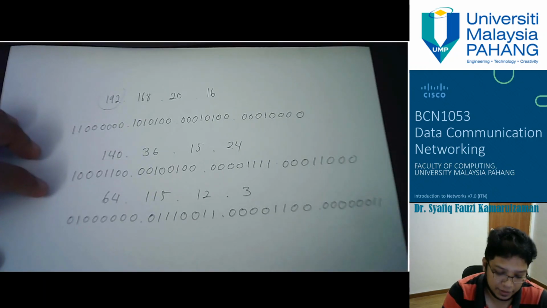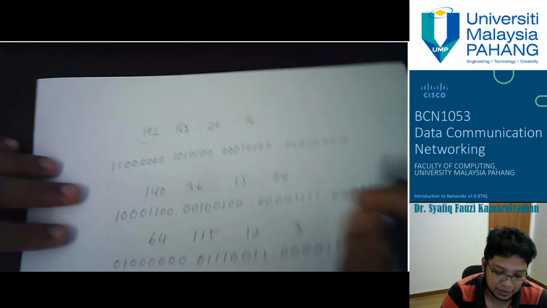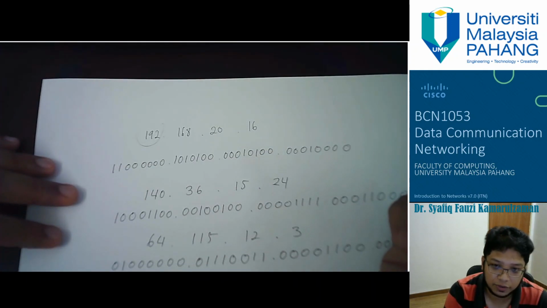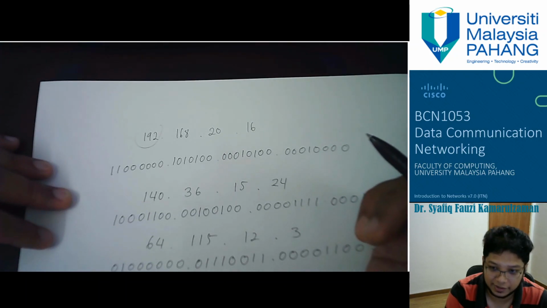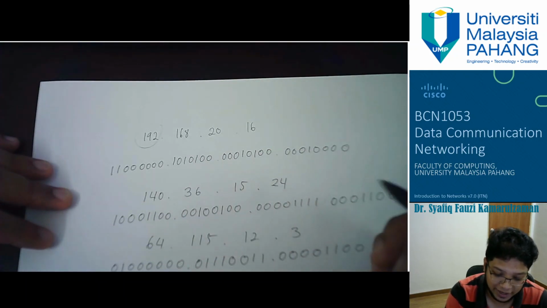So this one is the answer that we have before. Okay, let's start with the top one. So how do you convert from decimal to hexadecimal? Basically, you just convert them into binary first.